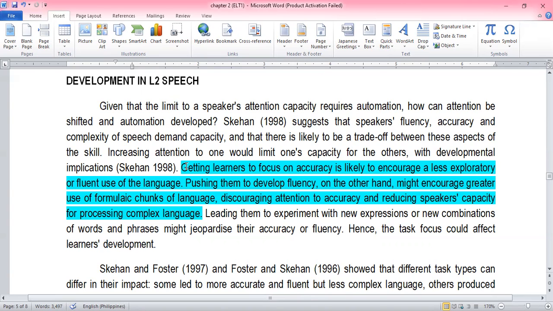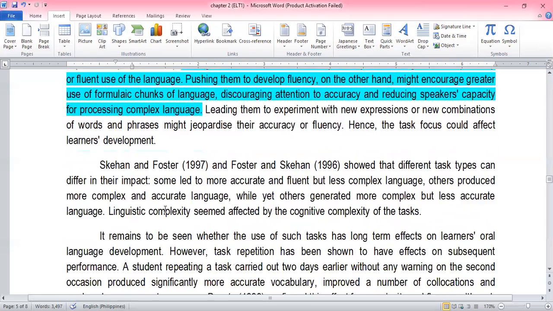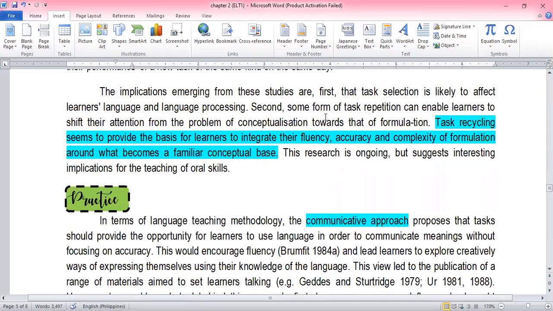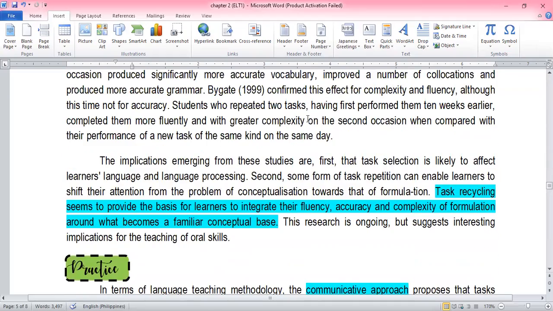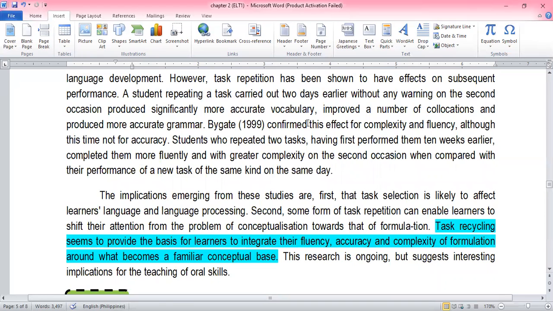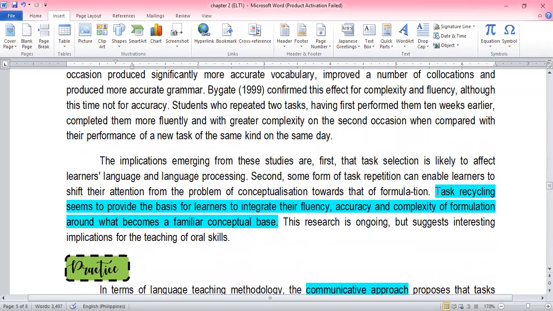So it can be effective that way na you improve first the fluency and then focus on the accuracy, or you can start with accuracy and then followed by fluency. So that's how we develop our L2 speech. Now, upon this practice, it's very important to take note that task recycling seems to provide the basis for learners to integrate their fluency, accuracy, and complexity of formulation around what becomes a familiar conceptual base.